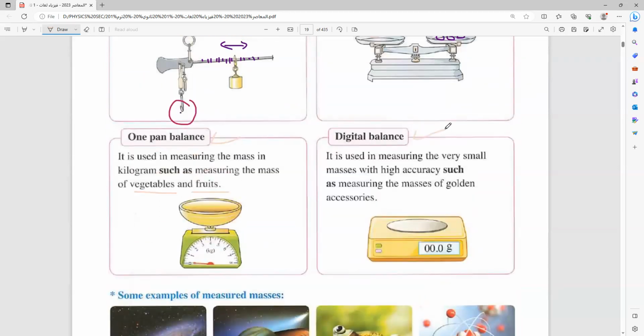The digital balance is used for very small objects, very small masses. It is like a sensitive balance or sensitive scale used to measure gold, silver and chemicals. It is more accurate than the others.